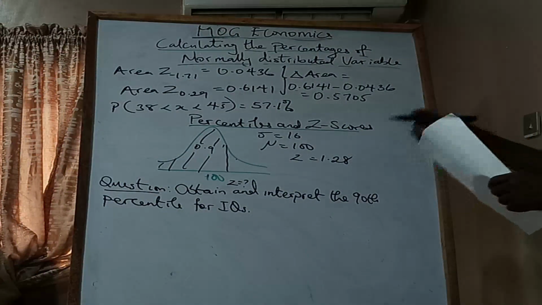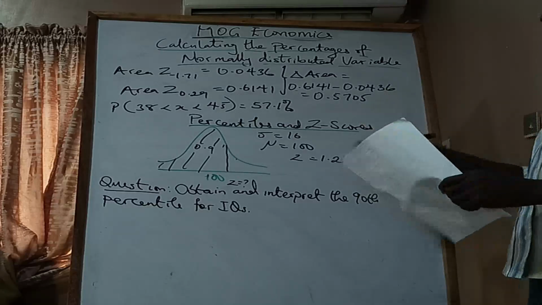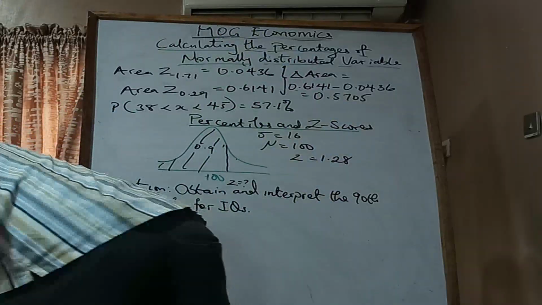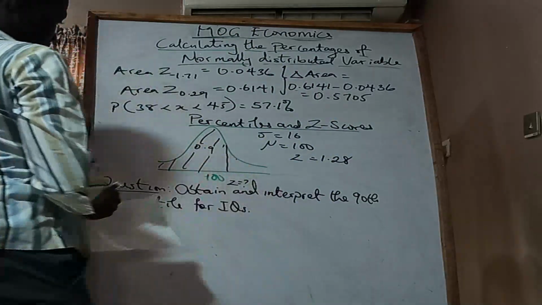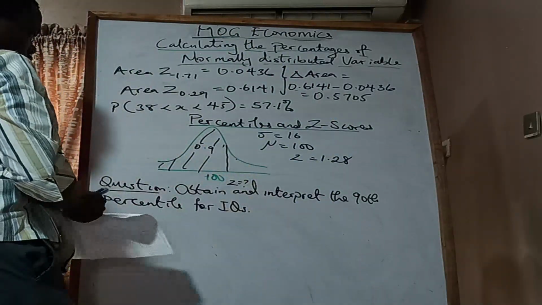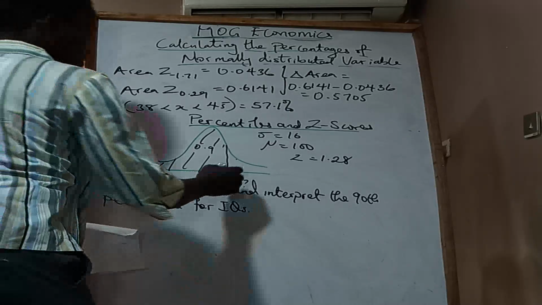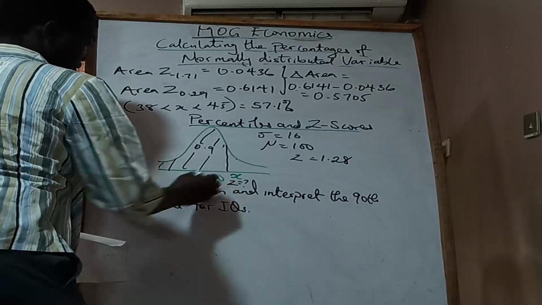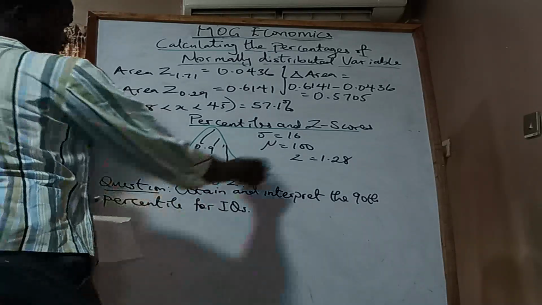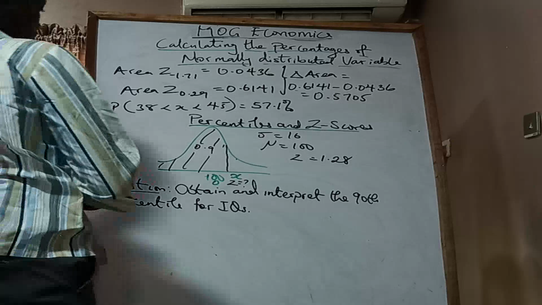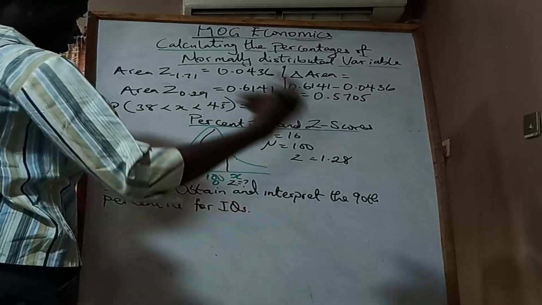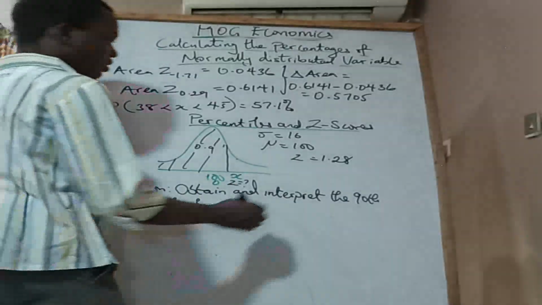Okay, 1.28. So now, what is the IQ level associated with this? Let me put this here. We have a number that we are looking for: we are actually looking for x. Convert this to a z-score of 1.28. So how then do we get the value of x? We recall our formula.